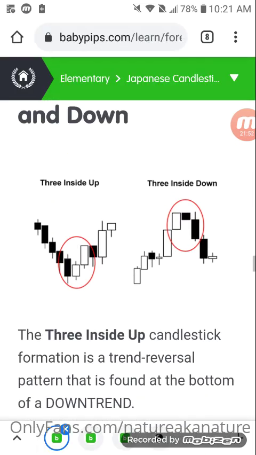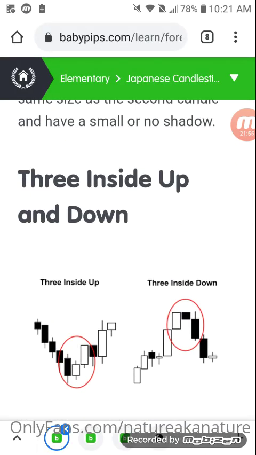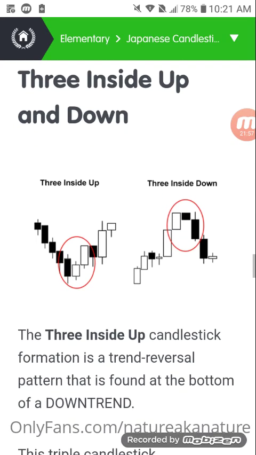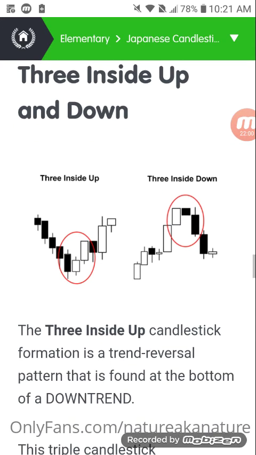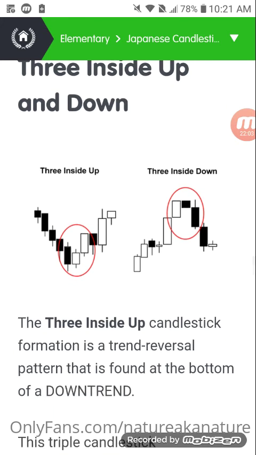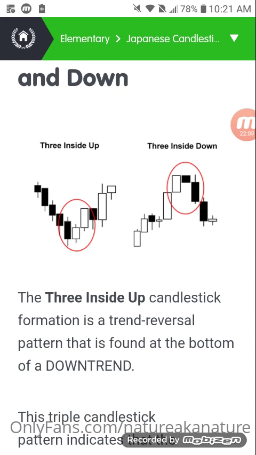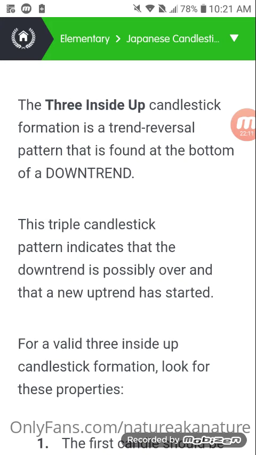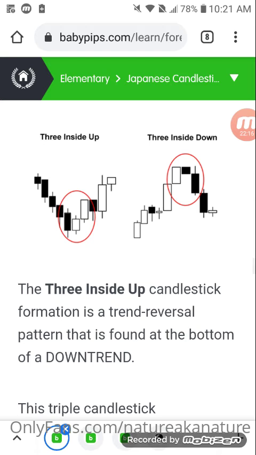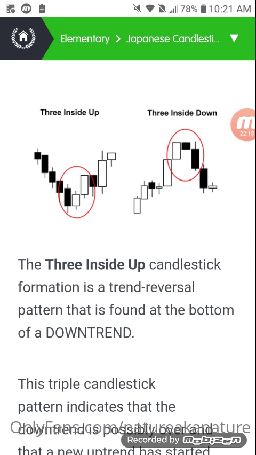I'm sorry, I went over that. The three inside up and three inside down. The first candlestick represents the overall trend, followed by the second candlestick, and then the third candlestick. The three inside up candlestick formation is a trend reversal pattern that's found at the bottom of a downtrend. This triple candlestick pattern indicates that a downtrend is possibly over and that a new uptrend has started. When you see a three inside up, it's found at the end of a downtrend. It's one bearish candlestick followed by two bullish candlesticks. Same thing with three inside down: one bullish candlestick followed by two bearish candlesticks.